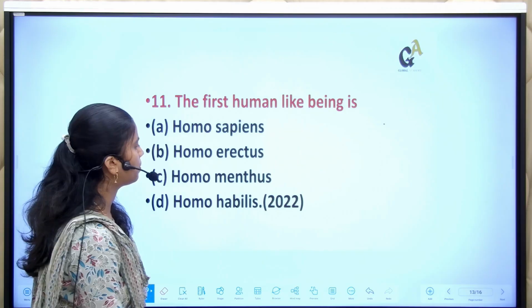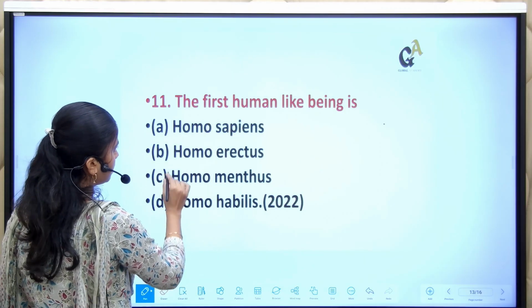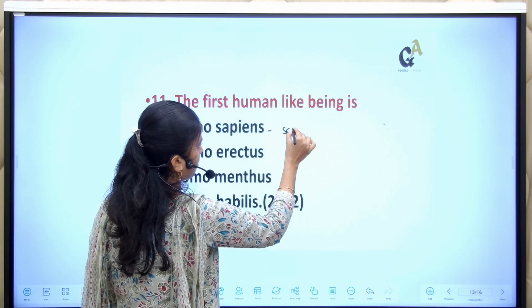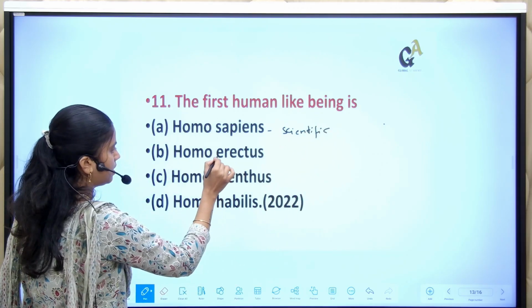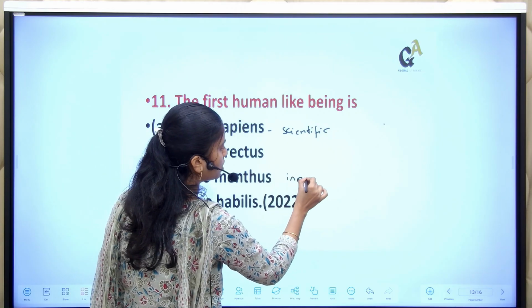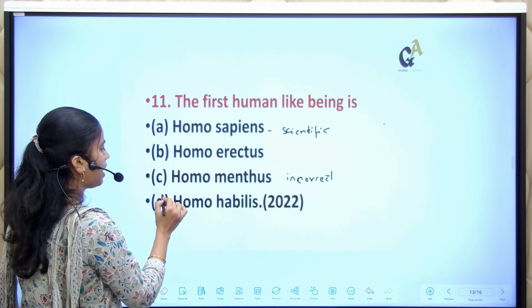Next, the first human-like being is Homo sapiens. It is a scientific name. Option A is a scientific name, Homo erectus. Option C, Homo mentos, is not at all a name, it is a totally incorrect name. So the remaining options are B and D.